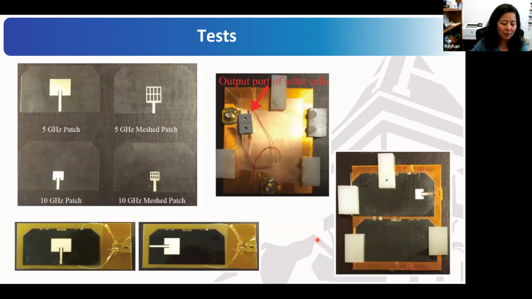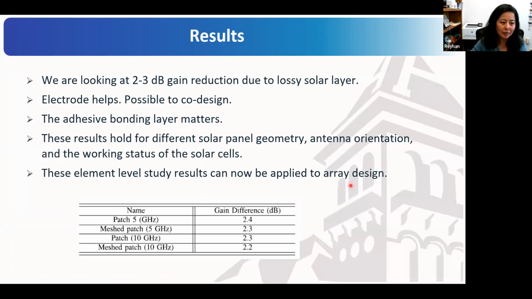Here are some test fixtures that we did over the years. We wanted to use these to test all kinds of effects of solar cells on antennas, 2-cell panel, 1-cell panel, and also test the antennas on an active solar cell. That means it's connected and we are constantly drawing current. And these are some results here.